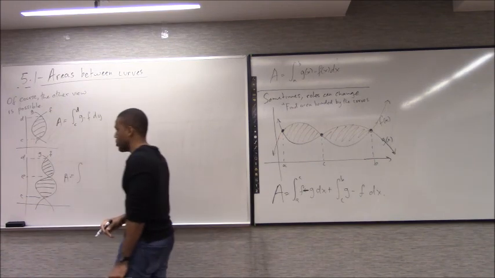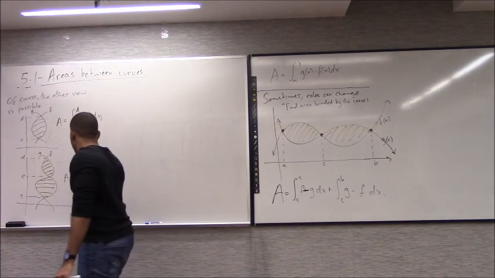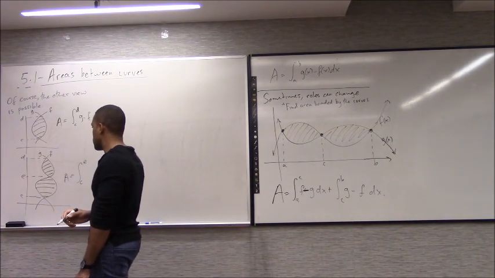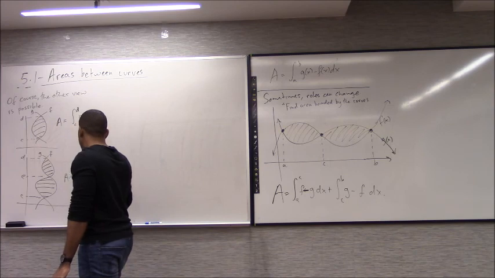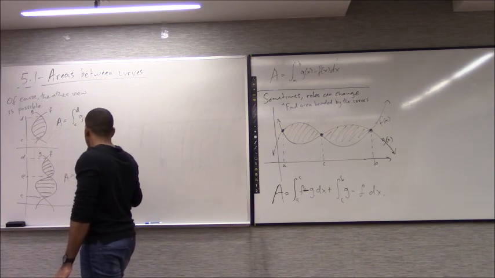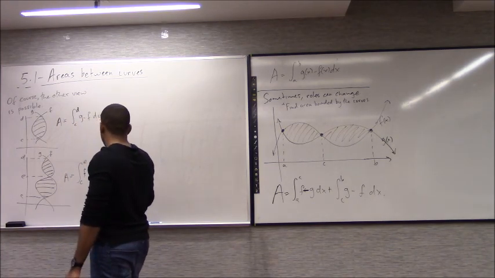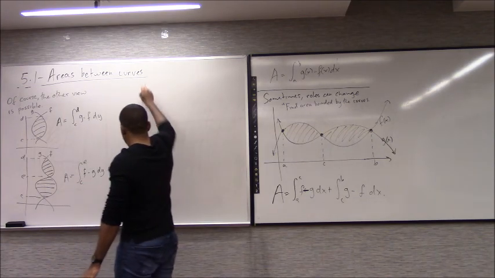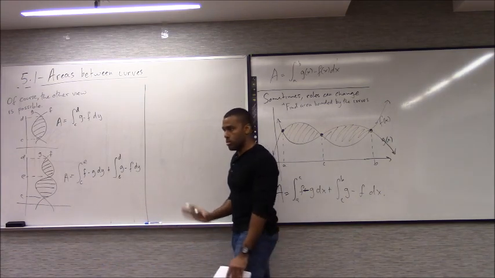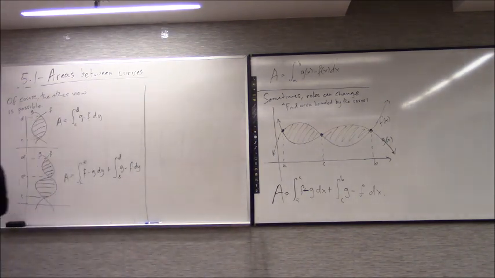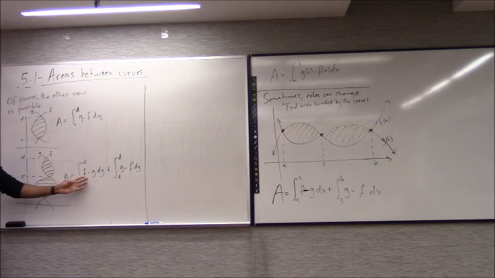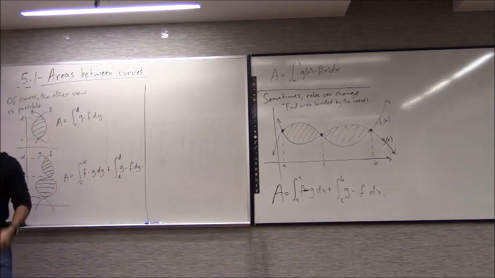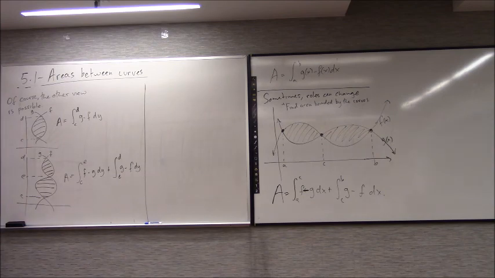The area in this case is going to be what? C to E of F minus G dy. And the second integral is E to D of G minus F dy. Okay, so we have the idea. So when you're thinking about what to integrate, the really deciding factor is the relative positions. Who's on the right, who's on the left, or who's on the top, who's on the bottom.